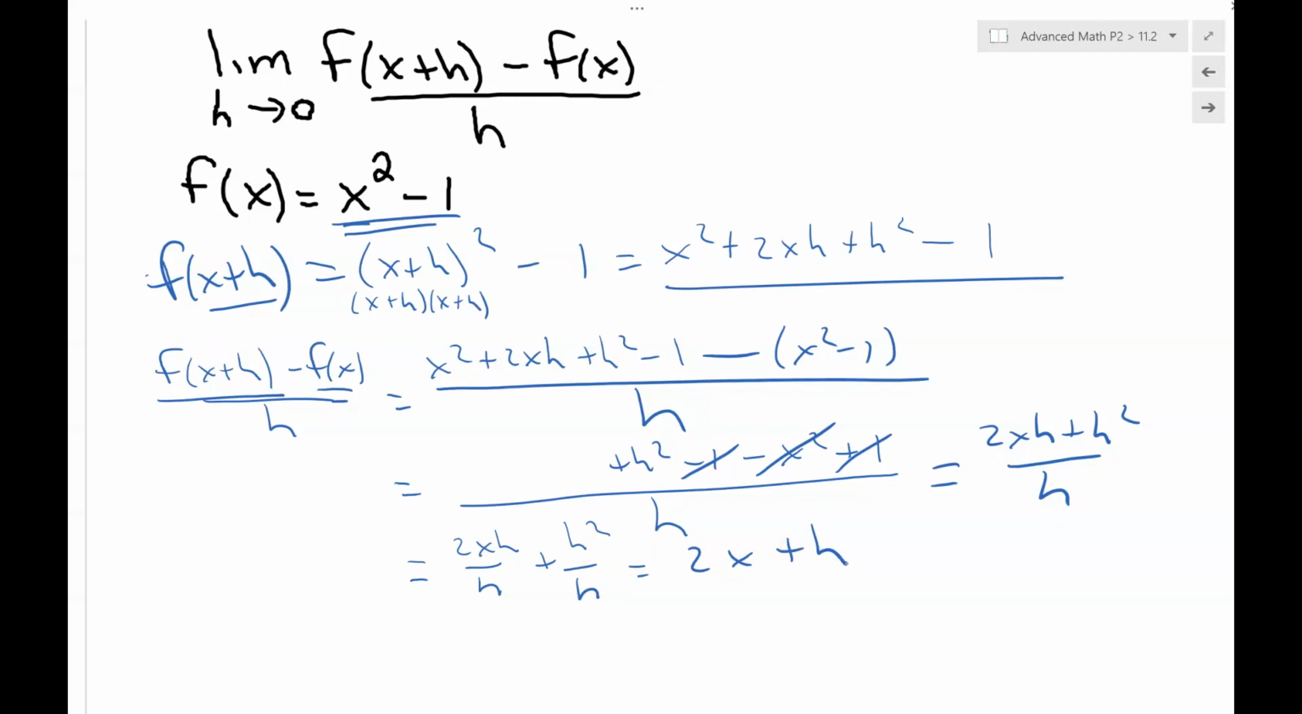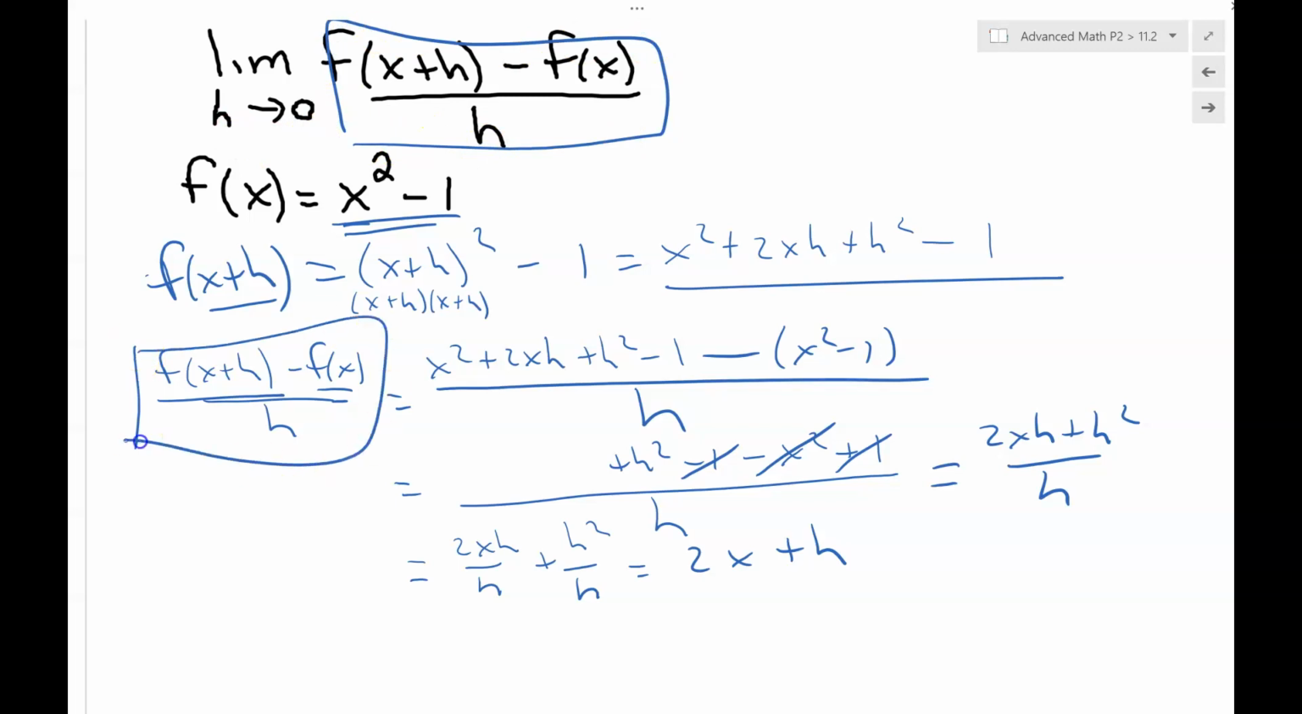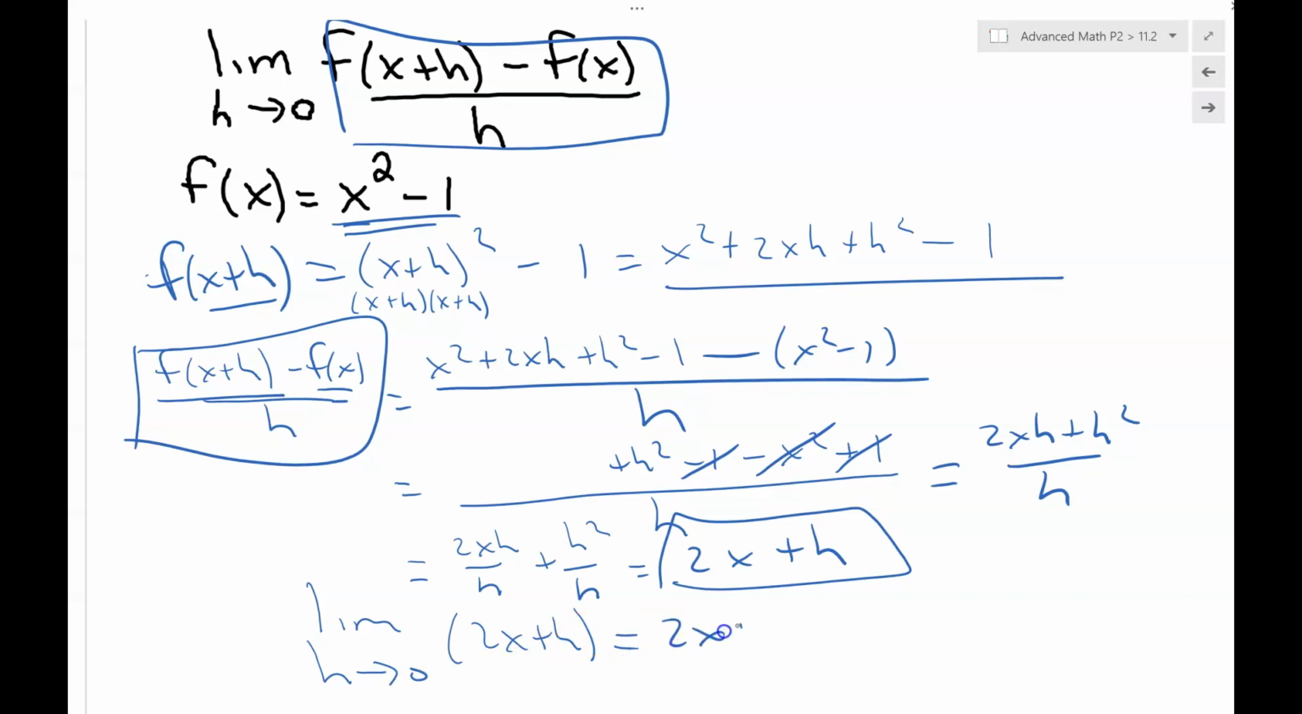Now we have to take the limit. Because remember, what we want to do is take the limit of this thing. Well, this is that answer. So what we're asked to do is the limit as h approaches 0 of 2x plus h. Plug in my 0, so that's 2x plus 0. So my answer is 2x.